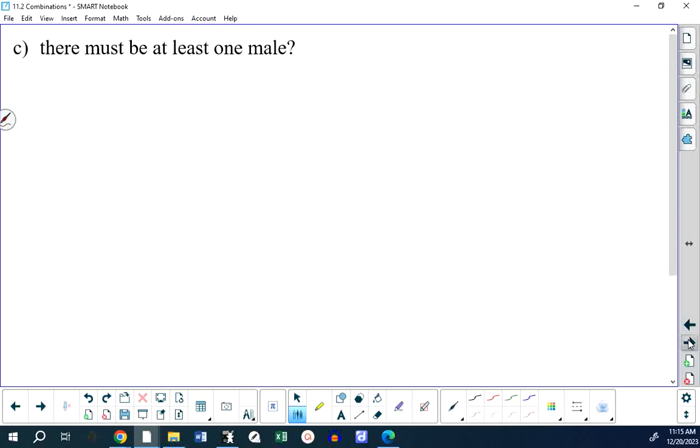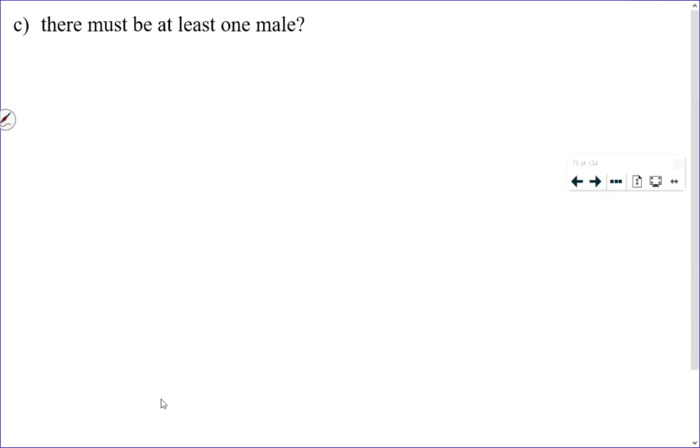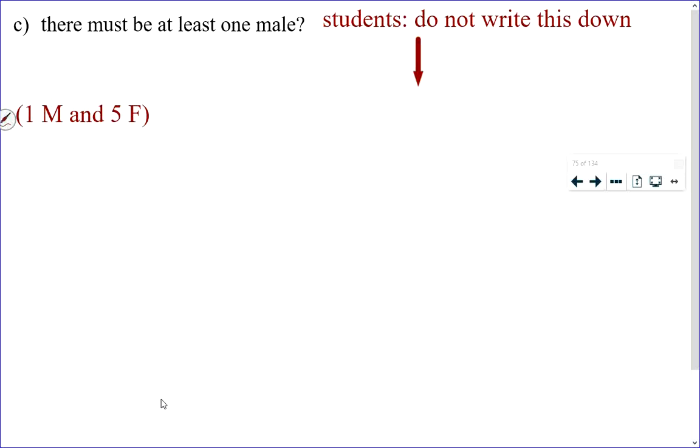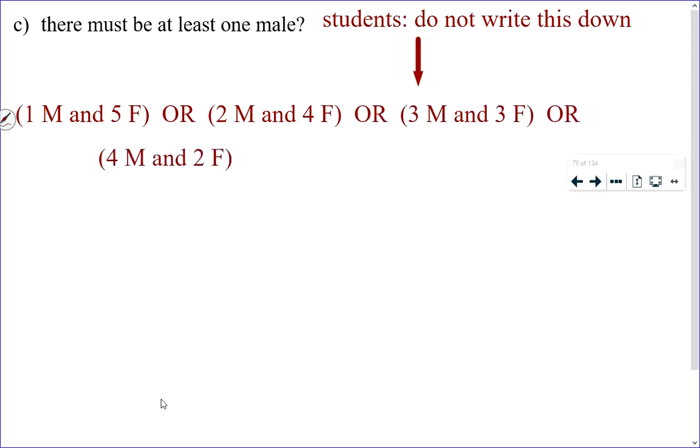There must be at least one male. Oh boy, that's tricky. That means you could have one male or two males or three males or four males or five males or six males, right? So, don't write this down. Could be one male and five females. Could be, right? That's at least one. Could be two males and four females. What does the word or mean? Add. Or, right? Or.